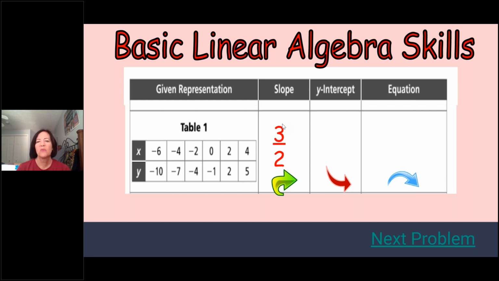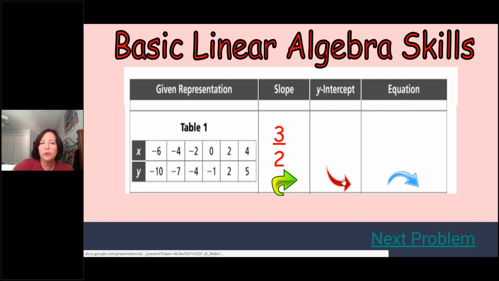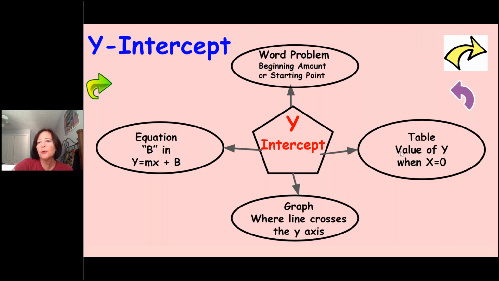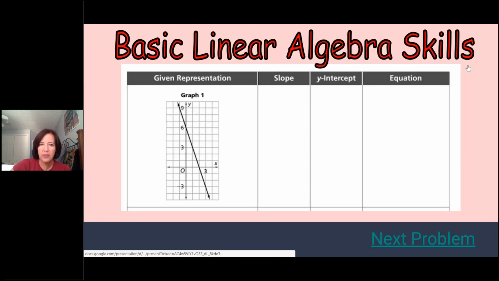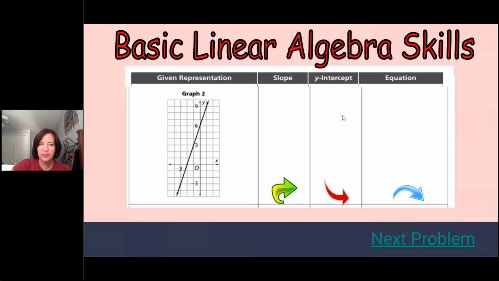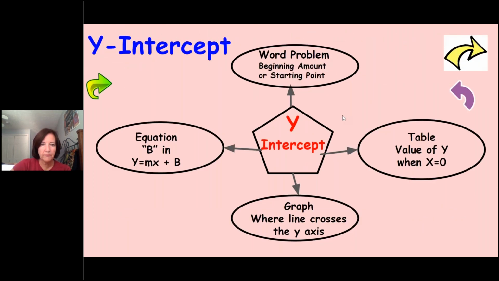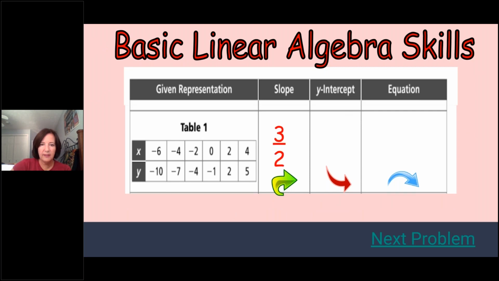Okay, now our y-intercept. We said that in order to find the y-intercept on a table, we need to find the value of y when x equals 0. So we need to go back to our table and look for the spot where x is 0 and look right next to it and say, what is the y value? Okay, we find our x value is 0. The y value when x is 0 is -1. So our y-intercept then is -1.